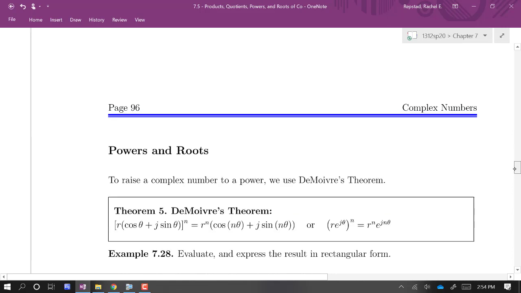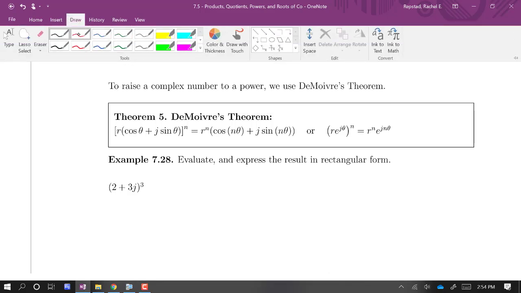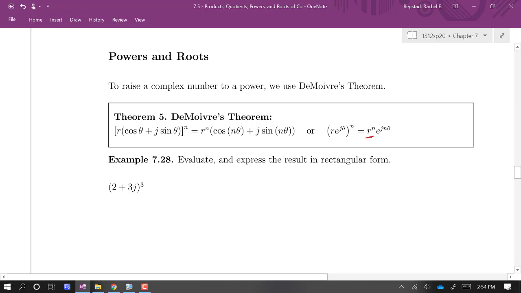Alright, so now we're going to move on to other operations. We're going to look at powers and roots, and we'll begin with a pretty powerful theorem. De Moivre's theorem tells us that if I want to raise a complex number in polar form to a power, we're going to just raise the modulus to that power, right, like we see here, and multiply the angle by that power, right? So instead of theta, I've got n times theta in the exponent there.